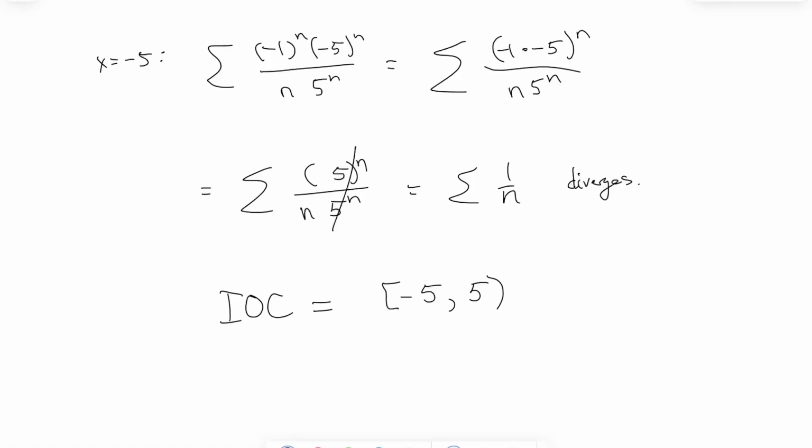There's kind of a lot of steps to these. It'll take you a few minutes, although they pretty much all go the same way. You do the ratio test, and provided that you do all of your simplifying correctly, you end up with this interval. You have to check the endpoints, but hopefully they work out easily also.